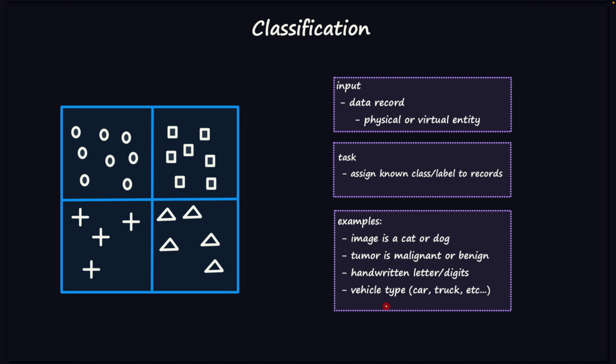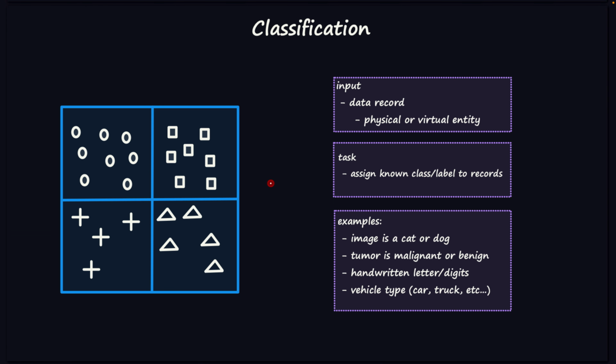Another example is vehicle type. For example, we might have data that represents various factors about the vehicle. It will include things like the weight of the vehicle, height of the vehicle, its tire size and stuff like that. Based on that, we should be able to classify whether it is a car, truck or something else. So all these things come under classification. So this is the classification task.